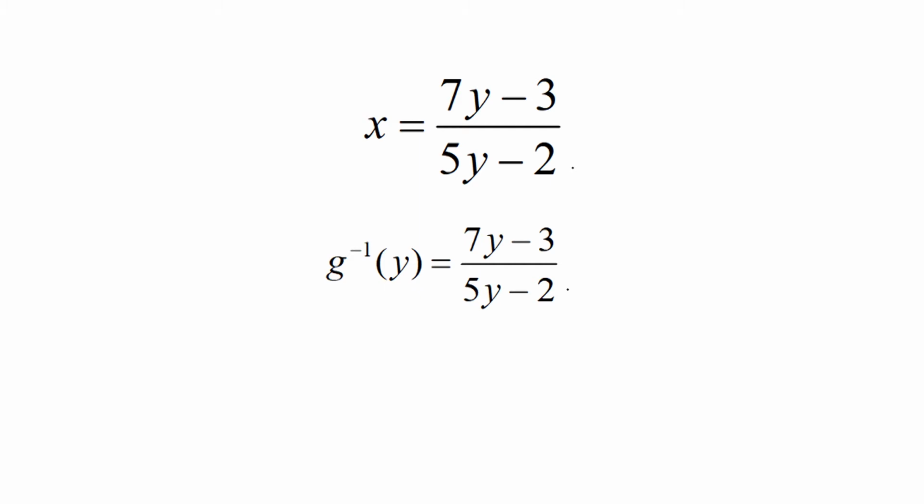Now, using the usual independent variable x, the formula for g inverse is g inverse of x equals (7x minus 3) whole divided by (5x minus 2). Here the natural domain of g inverse excludes x equals 2 by 5.